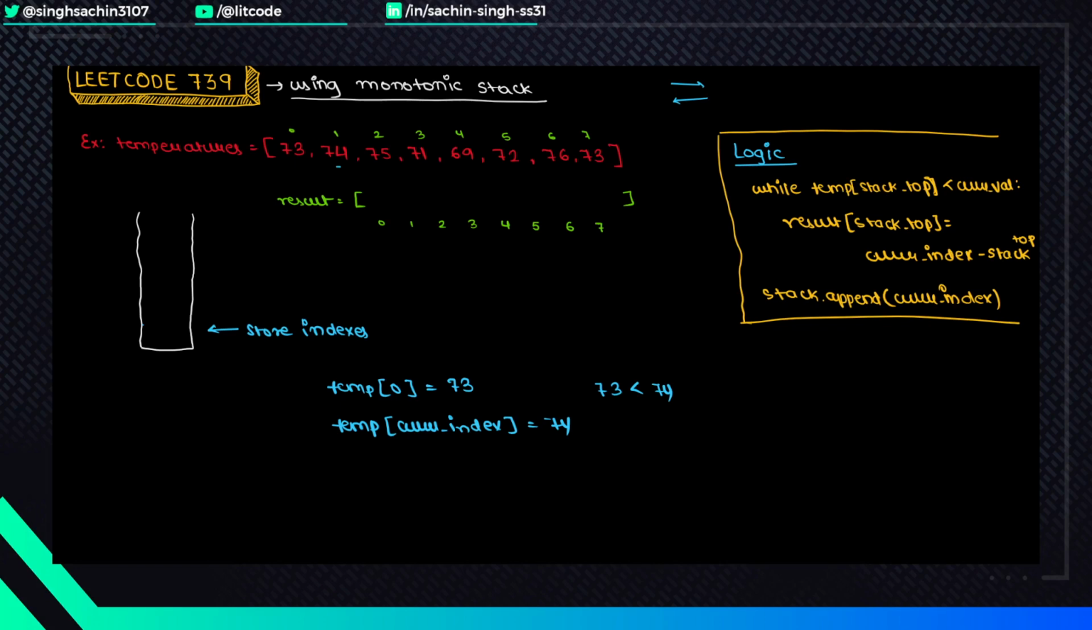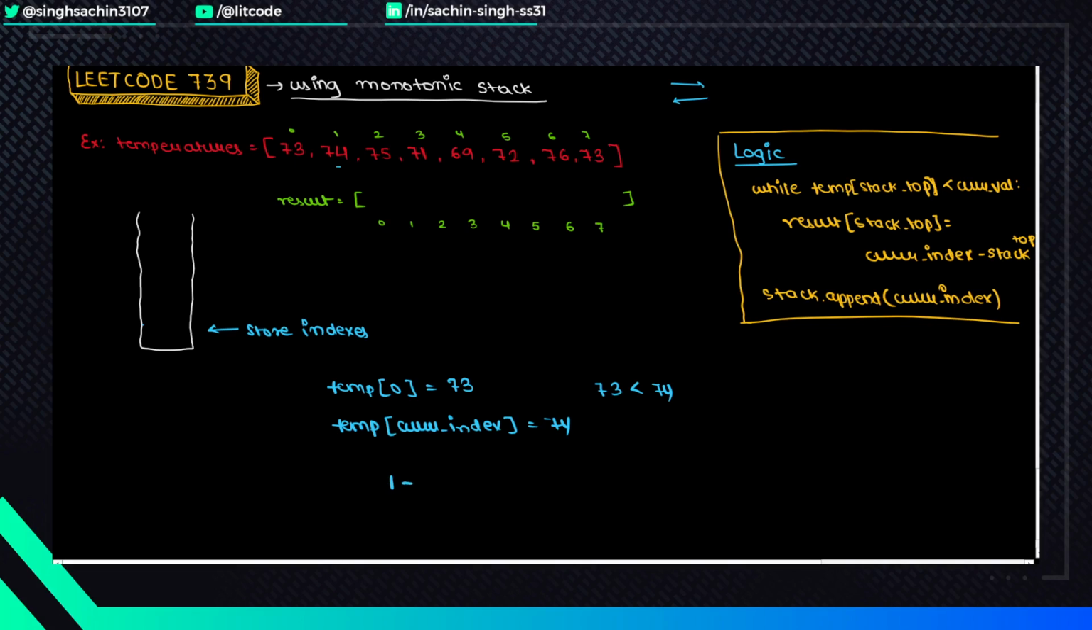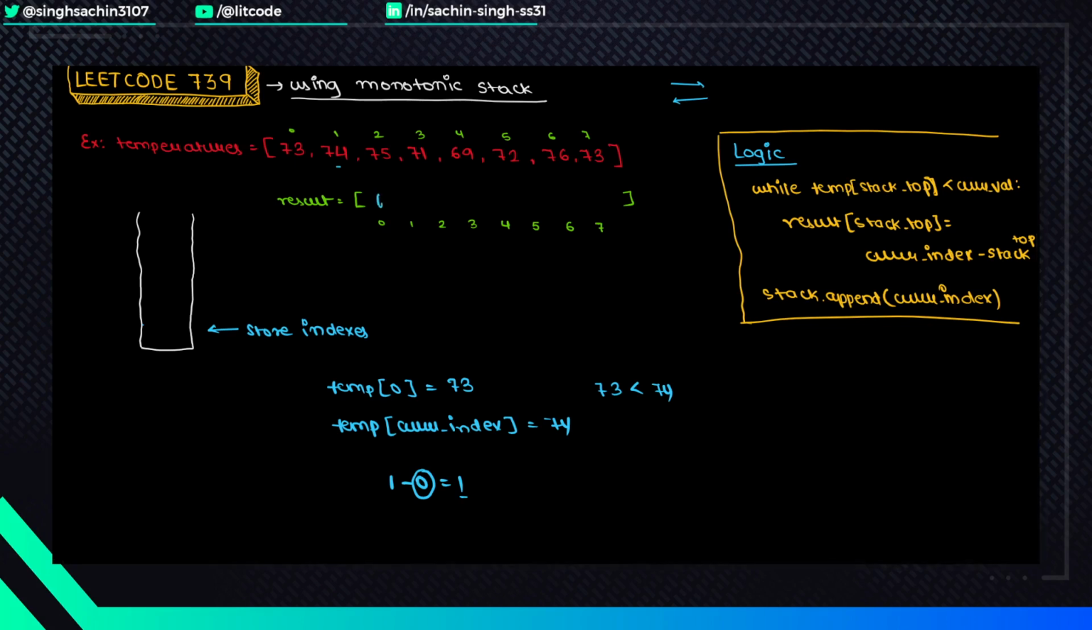Now I know the current index is 1, and the index I popped from the stack was 0, so we get 1. This 1 is the answer for the stack top index, the index which we just popped from the stack. So at index 0 in our answer array, we will write 1. After doing all this, we will push the current index which we just saw. So now we have 1 here.